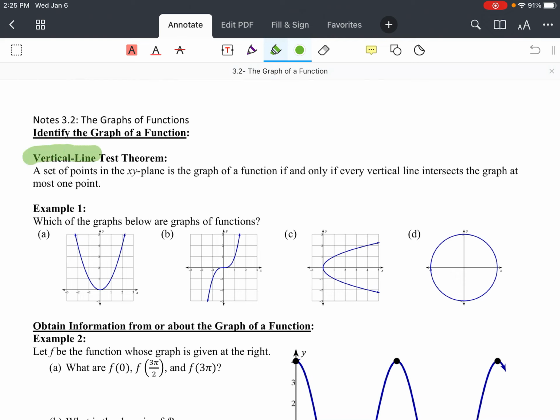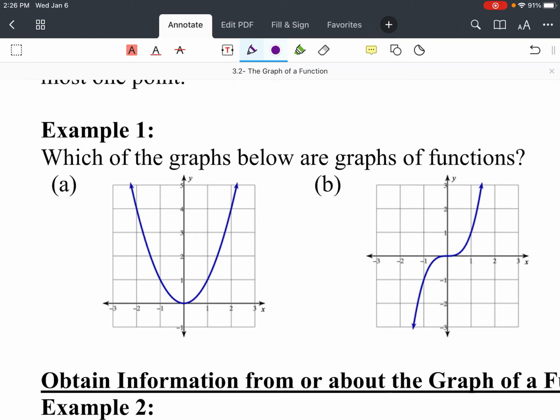Okay, and we're going to do that by something called the vertical line test. So if you were to read the definition of it, or the theorem, it says a set of points in the xy plane is the graph of a function if and only if every vertical line intersects the graph at most one point. So basically what it means is that if I were to draw a vertical line anywhere on my graph, it should never intersect the graph more than once. So let's take a look at this example.